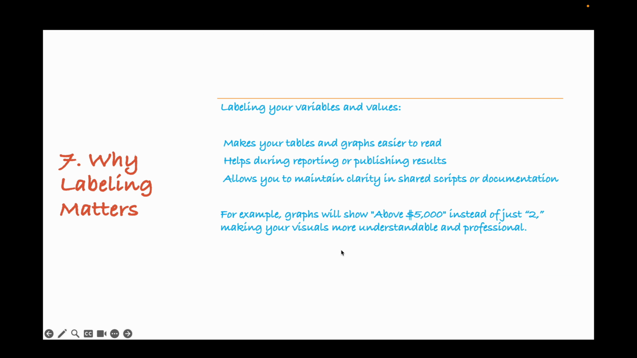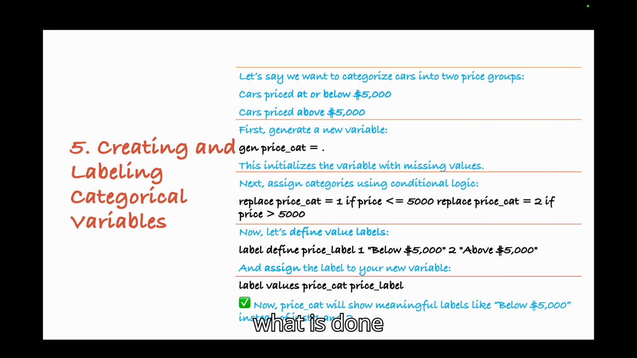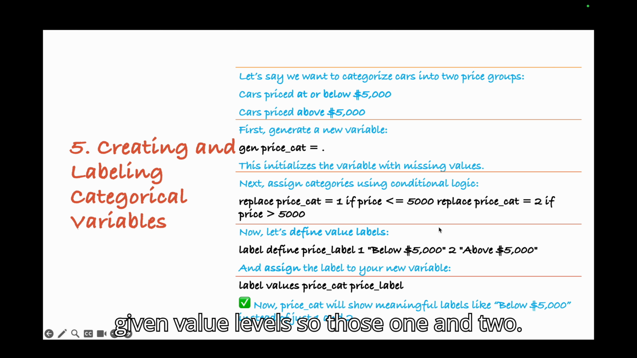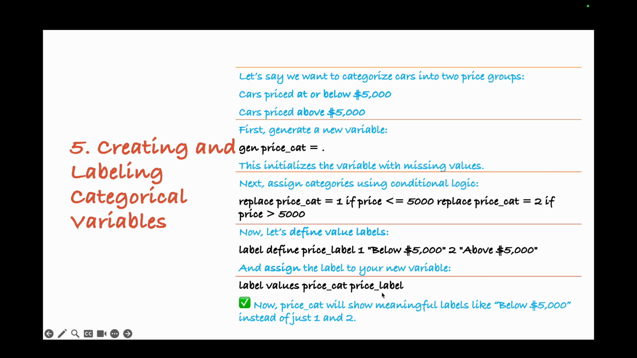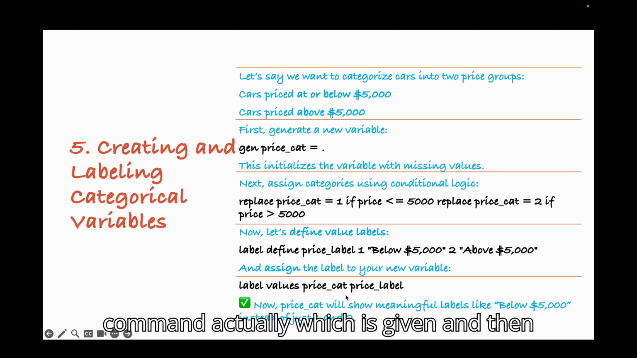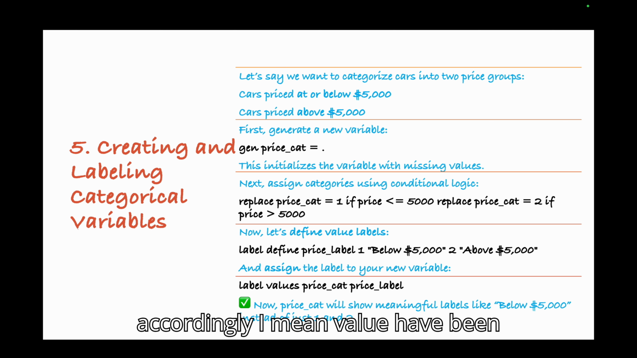Then we have given value labels to those 1 and 2. So 1 is equal to below $5,000 and 2 is equal to above $5,000, because there is a label value, price cat label. This is the command which is given, and then accordingly values have been given.